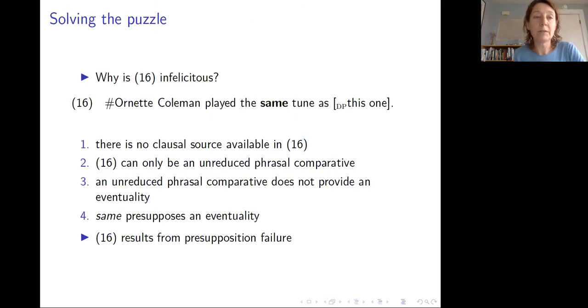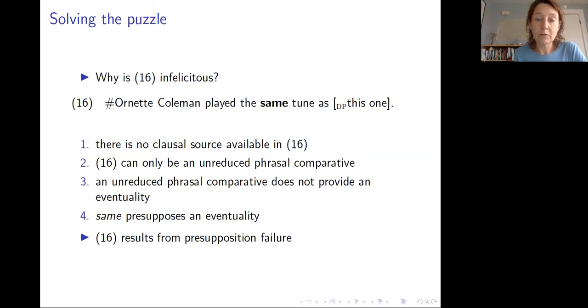So now we're in a position to solve Heim's puzzle. Remember, it is why is 16 infelicitous? Ornette Coleman played the same tune as this one. As we just saw, there is no clausal source available in 16. The as clause is just the DP, or the as phrase just contains a DP.